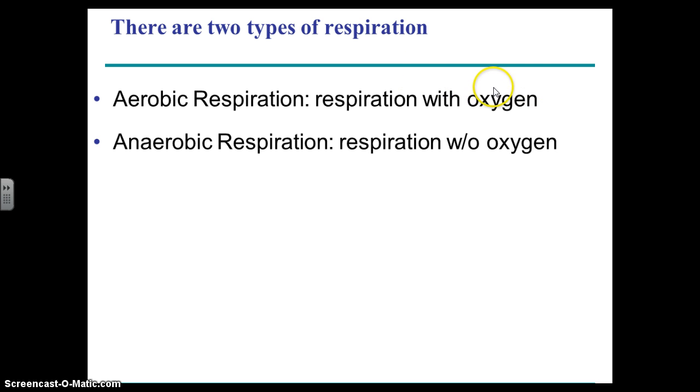If you remember, and some of you probably don't, because you probably haven't looked at any of the respiration stuff since Friday, have fun.